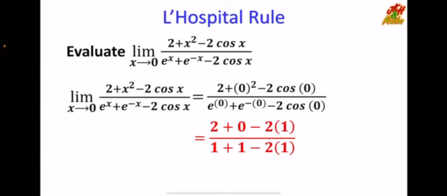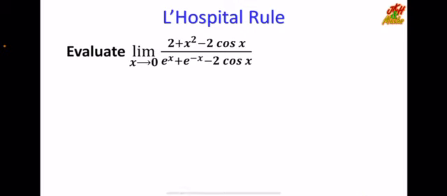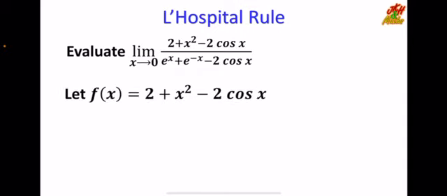Since cos 0 is equal to 1, therefore we have numerator 2 plus 0 minus 2 multiplied by 1, and the denominator is 1 plus 1 minus 2 multiplied by 1. So it is equal to 0 over 0. So this limit is indeterminate. So then we need to apply L'Hopital's rule.